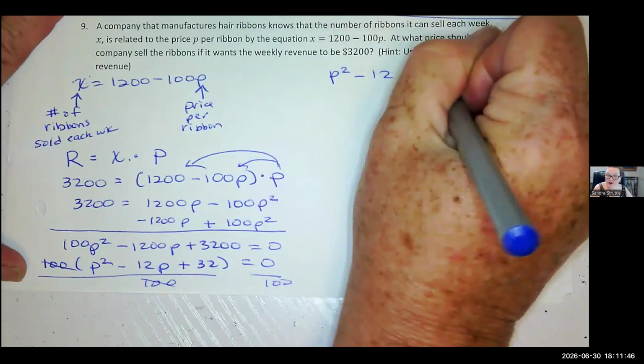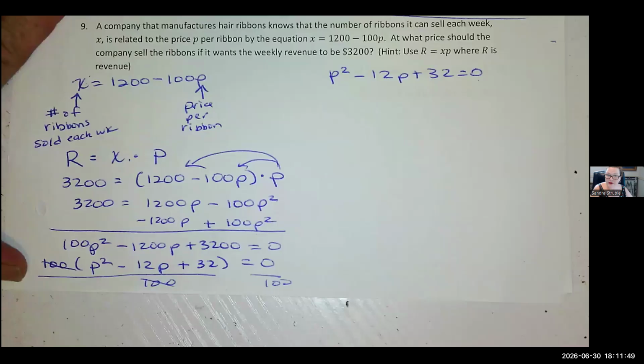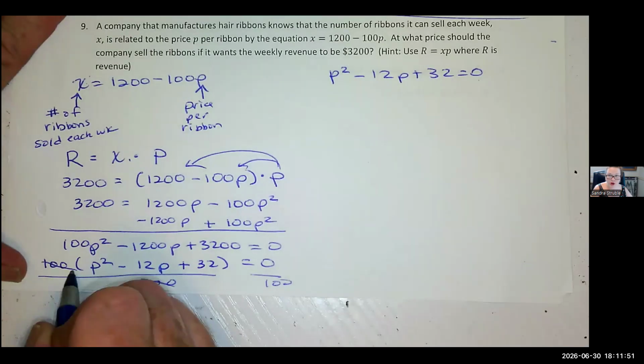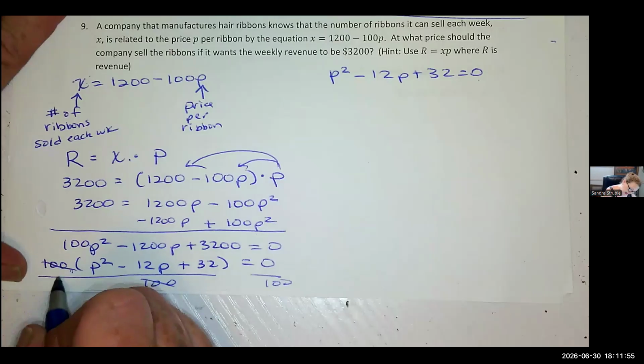You cannot do that if there is a variable out here. Only if there is a constant, just a number. No P, no X, just 100. Let's factor.